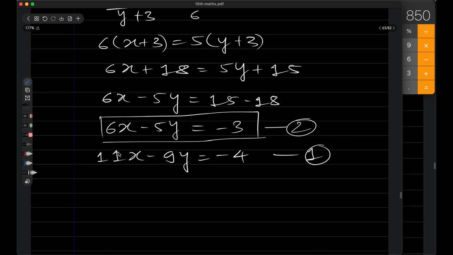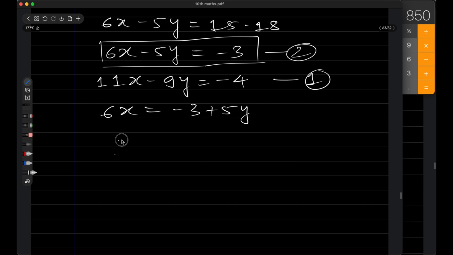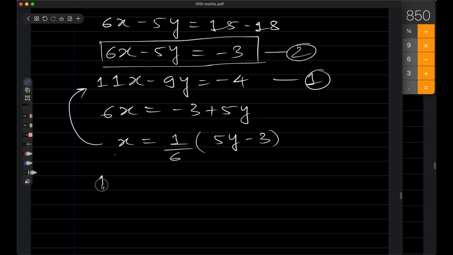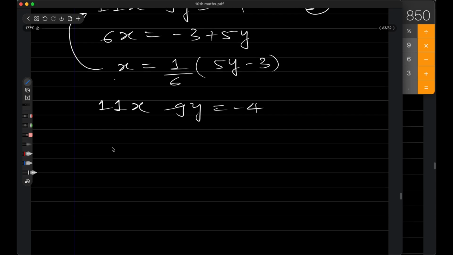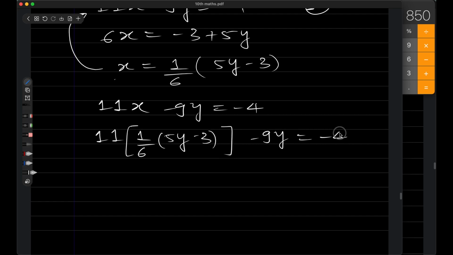Now solve for x from the second equation, that is 6x equals minus 3 plus 5y. You will get x equals 1 upon 6 in bracket 5y minus 3. Now put the value of x in the first equation, that is 11x minus 9y equals minus 4. We have the value of x, that is 11 in bracket 1 by 6 in bracket 5y minus 3 minus 9y equals minus 4.